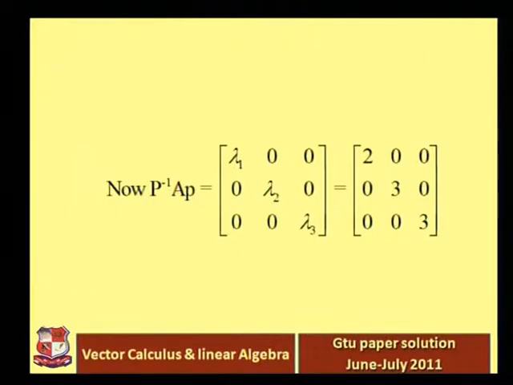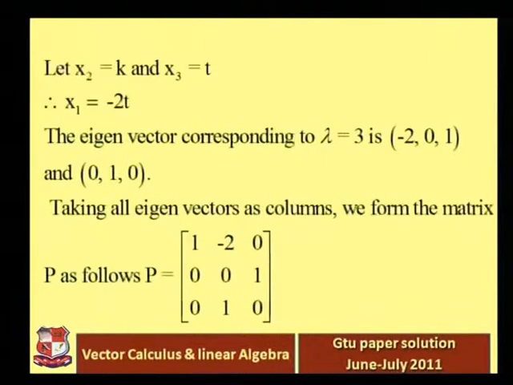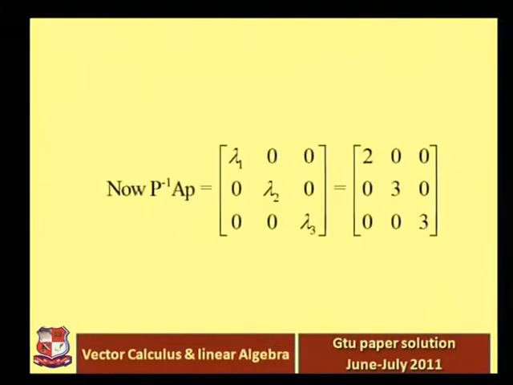If you want to verify, you already have P, so you can find the inverse of the matrix. You should know how to find the inverse of a matrix, right? And A is already given in the question, and P. So when we multiply P inverse AP, we will get 2 0 0, 0 3 0 and 0 0 3, right?